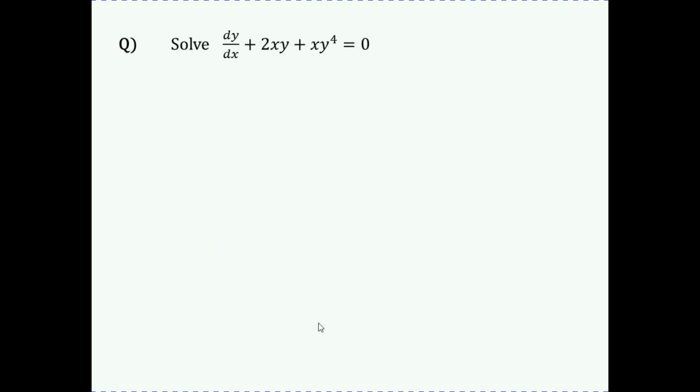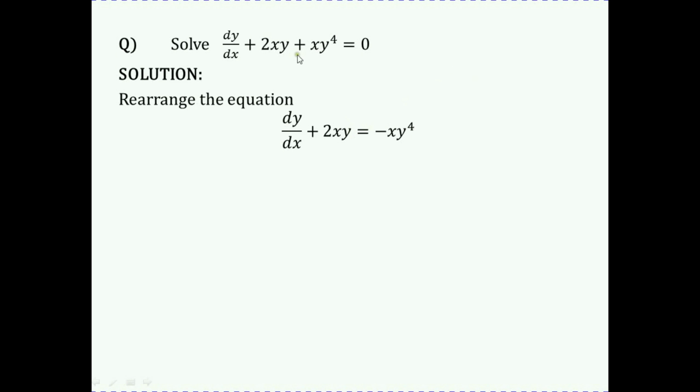Here I have an example. Let's discuss this. My equation here is dy by dx plus 2xy plus y to the power 4 times x equals 0. To solve this, first let's rearrange the equation. I have moved x times y to the power 4 to my right hand side, where it becomes negative.